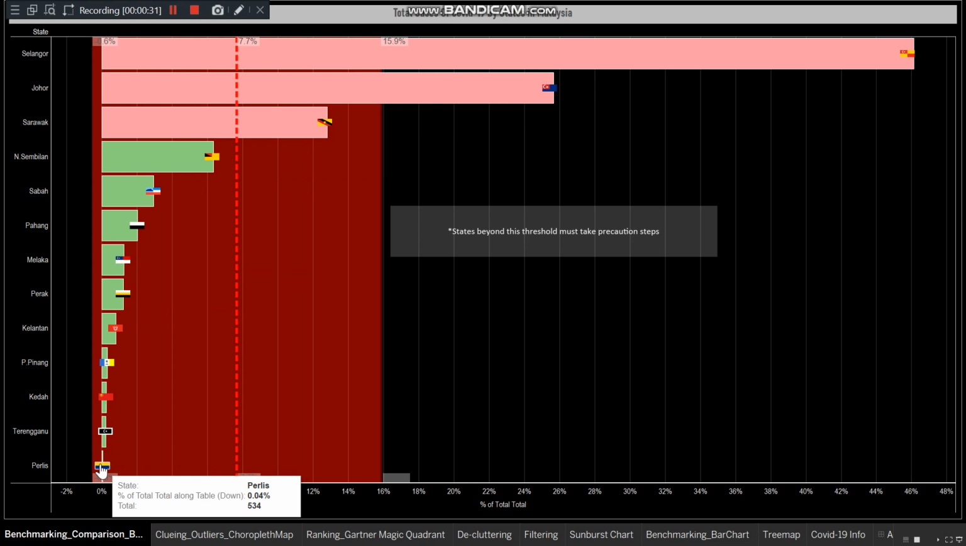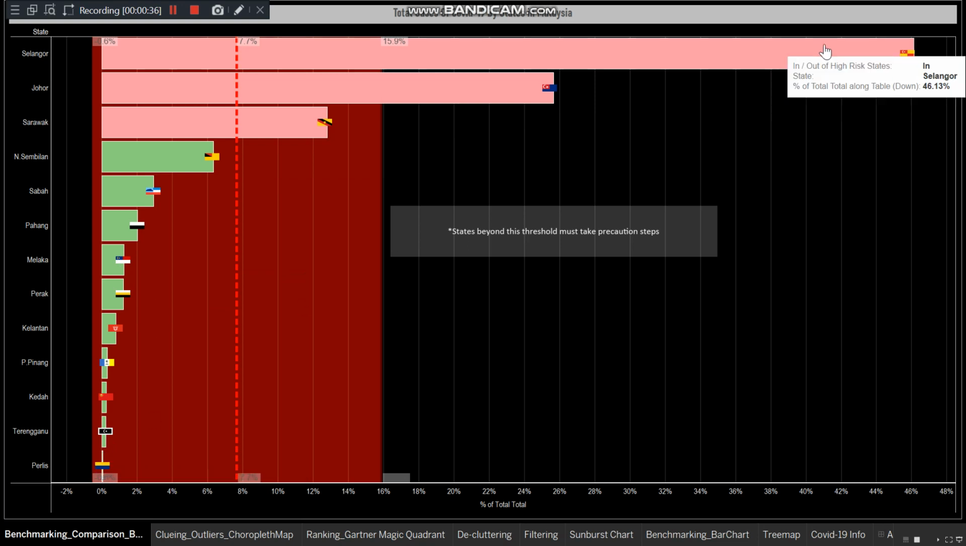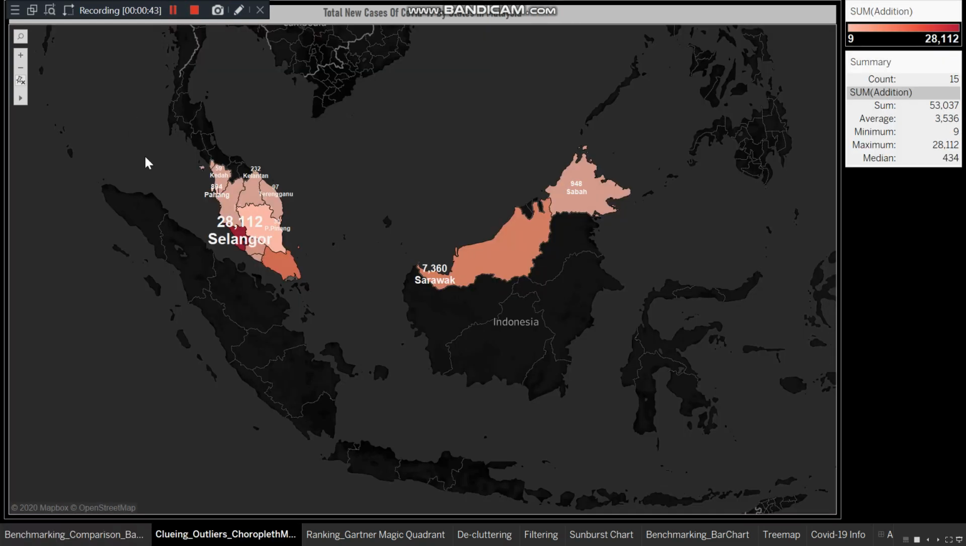Perlis has the lowest cases of COVID-19 with only 0.0%, and Selangor has the highest total cases with 46.13%. This choropleth map shows that the darker red color has the highest total new cases of COVID-19, in Selangor with 28,112 cases, and the light red color for Perlis has only 9 cases.